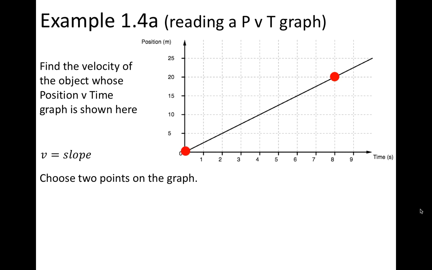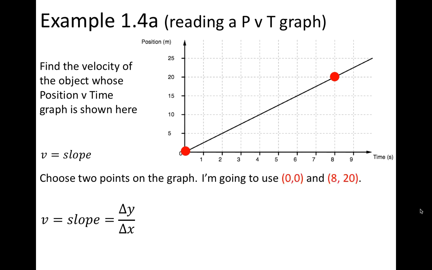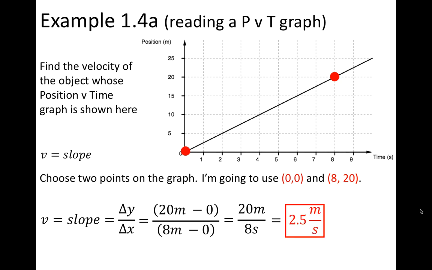So the 2 points that I'm going to choose are shown here. I'm going to choose points 0, 0, and 8, 20. So remembering that the velocity is equal to the slope, and the slope is the change in y over the change in x. The y changes from 0 to 20. And always recall that changes are always final minus initial. So 20 minus 0 for the change in y, and 8 minus 0 for the change in x, or 20 meters over 8 seconds. And when I put that into the calculator, my calculator says it is 2.5, and then the units would be meters per second.